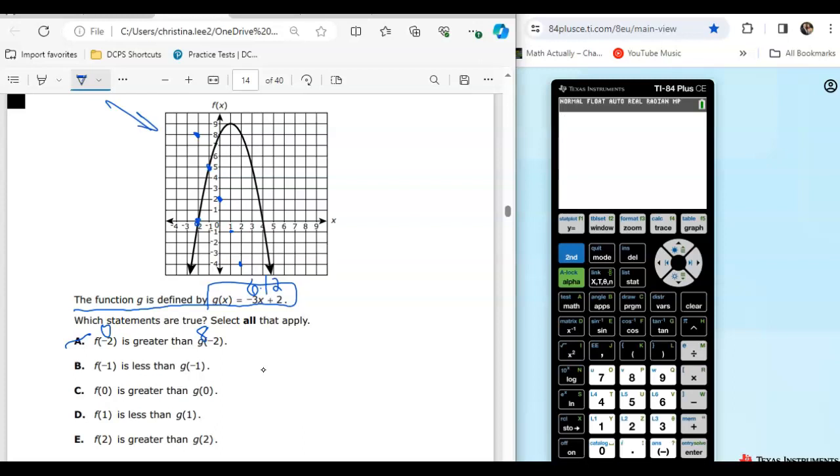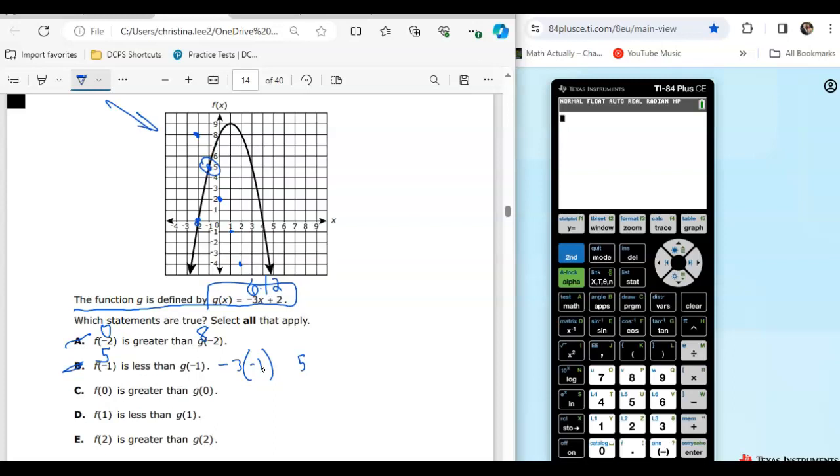F of negative 1 is less than g of negative 1. So f of negative 1 here is 5. And g of negative 1 would be negative 3 times negative 1 is positive 3 plus 2 is 5. So one wouldn't be greater or less than the other. They're equal to each other, and we see that where we drew the graph. But again, by plugging it in, we can prove that, so that's not true.